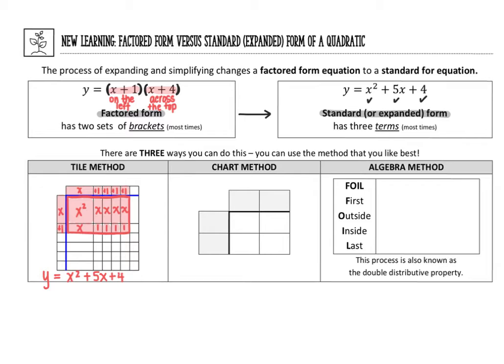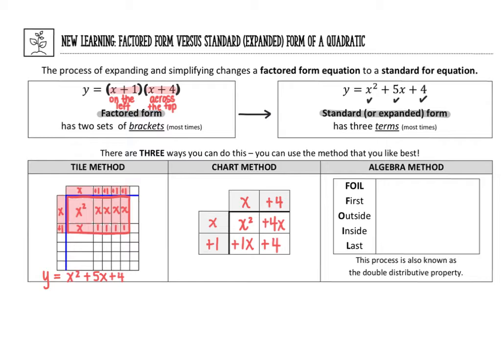The chart method is similar to the tile method, but it does it without using actual tiles. So along the left side, we'll put x and plus 1, and then along the top, we'll have x plus 4. Inside the chart, we will find what happens when you multiply each of the items. So x times x will give us x squared. X times positive 4 will give us positive 4x. 1 times x will give us 1x. And 1 times 4 will give us positive 4.